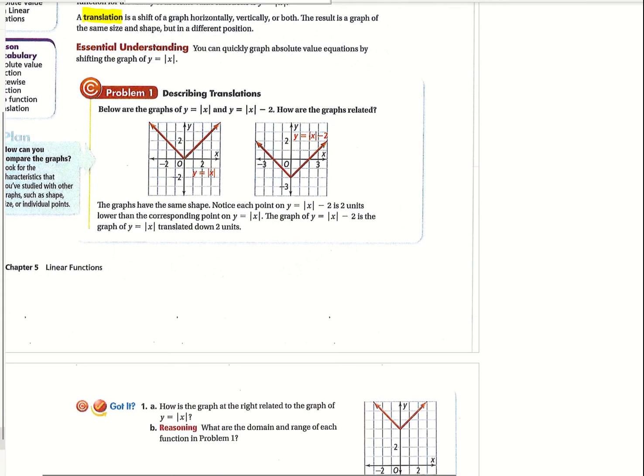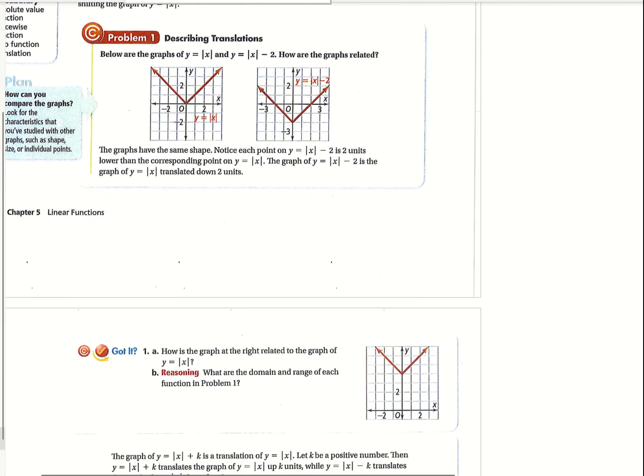So we'll look at problem 1. All right. Problem 1 asks, how are these two graphs related? We have y equals the absolute value of x, and y equals the absolute value of x minus 2. Okay. You'll notice that the graphs have the same shape. And then it says each point on y equals the absolute value of x minus 2 is 2 units lower than the corresponding points on y equals the absolute value of x. Okay, so it's translated down 2 units, basically. The one on the right is. All right.